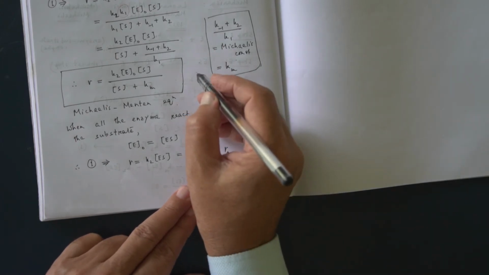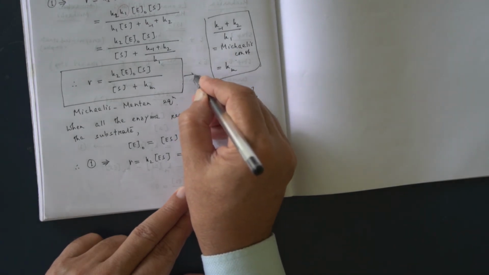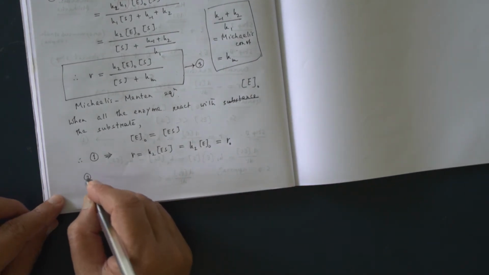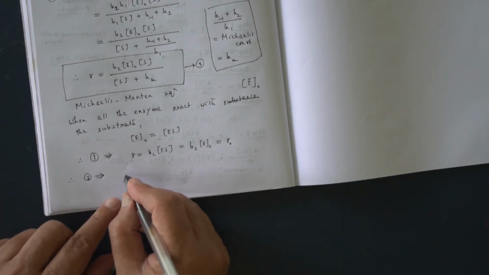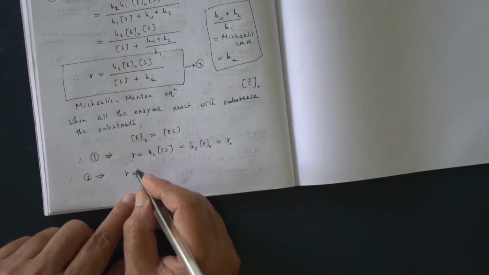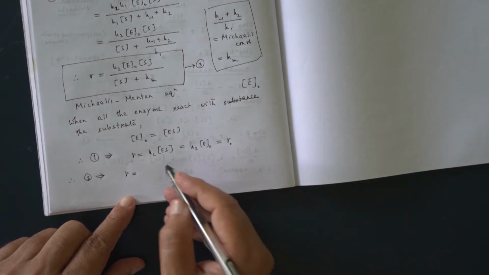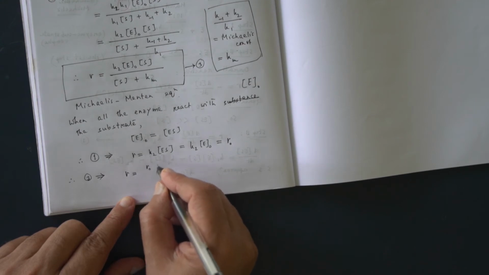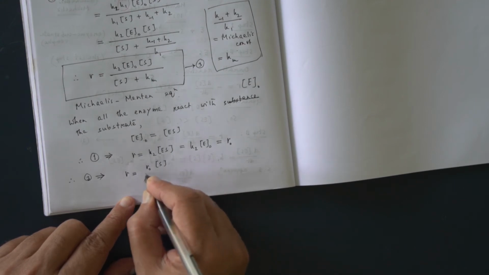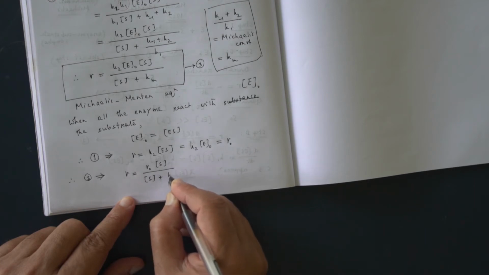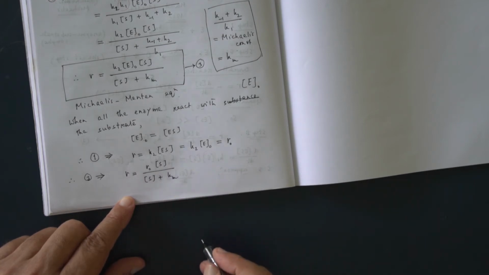Okay, say this is equation number 3. Hence from 3 what we get? R equal to K2 E naught, for that I can write R naught S plus Km. So we get this.